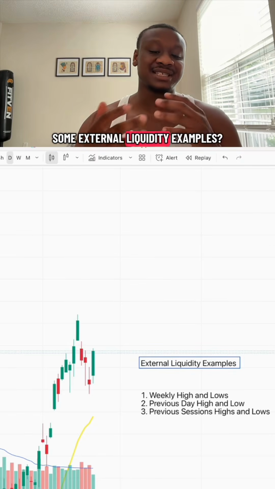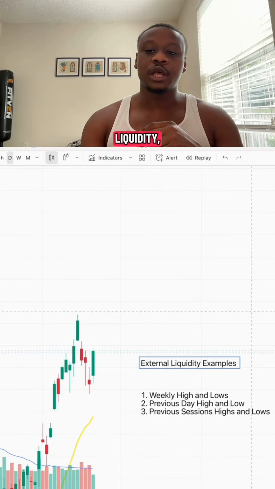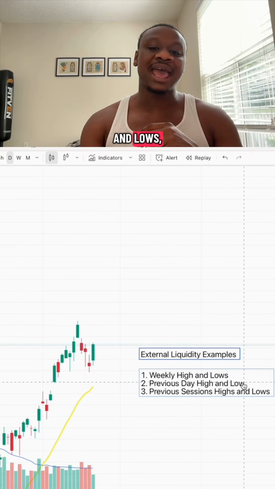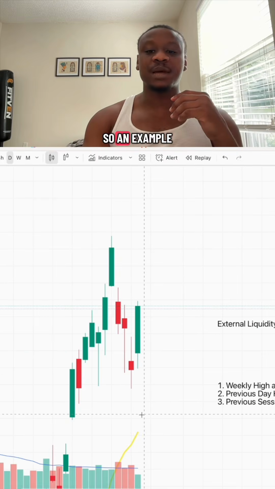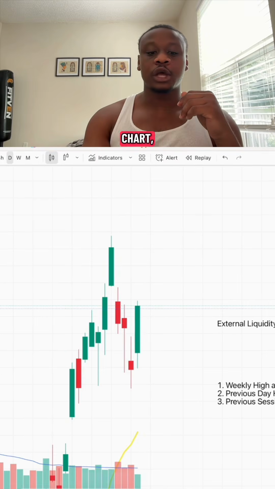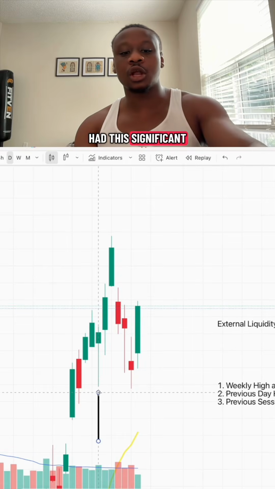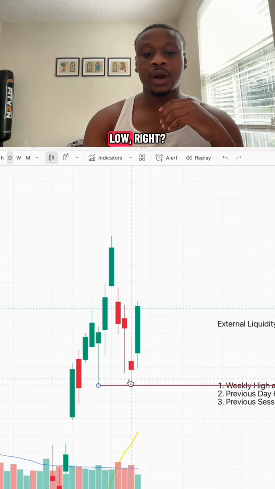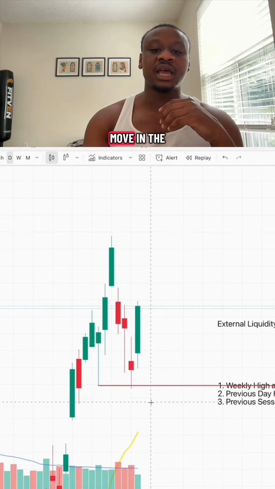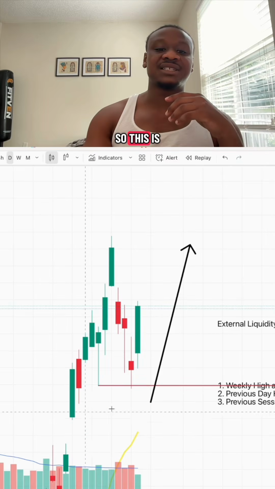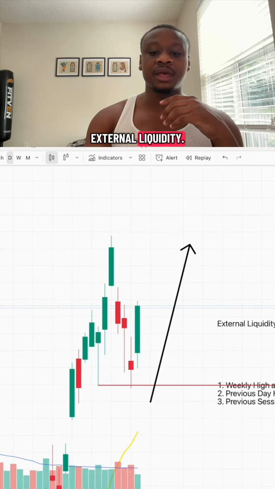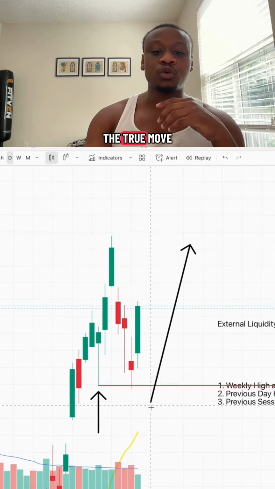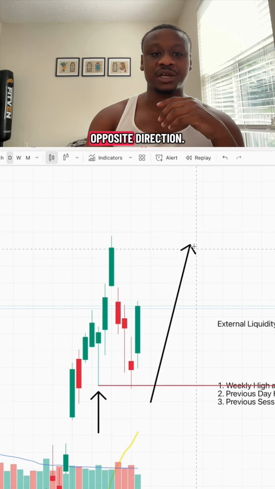So what are some external liquidity examples? For external liquidity, you want to be looking for weekly highs and lows, previous day's highs and lows, and previous sessions' highs and lows. So an example of an external liquidity sweep on the day chart, you guys can see that we had this significant low from last week. Well, yesterday we swept last week's low, right? And you're now seeing the market move in the opposite direction. So this is an example of the market taking external liquidity, and that external liquidity was last week's low, and now you're starting to see the true move when the market is starting to move in the opposite direction.